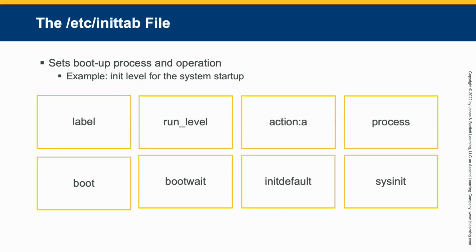The etc directory sets the boot up process and operation. Example, init level for the system startup has label, run level, action, and process: boot, boot wait, init default, and sysinit. So I just thought to share this with you because this is important. It remains in the /etc/inittab file.